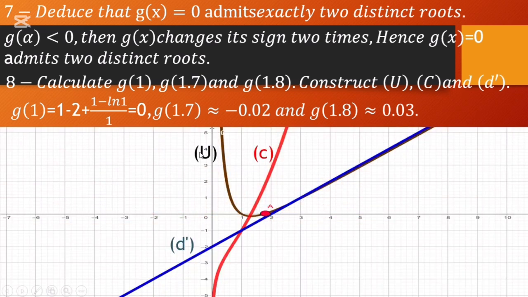The curve of u, curve of c, and d prime. This is d prime, the oblique asymptote. The curve u cuts the oblique asymptote between 0 and e. The curve is above the oblique asymptote, and between e and plus infinity, the curve is below the oblique asymptote. We studied this before.